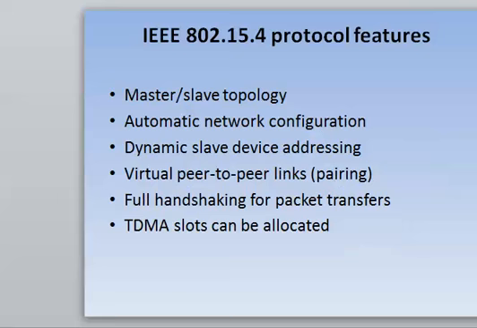Here are some of the protocol features for the IEEE 802.15 standard. It's a master-slave topology with automatic network configuration, dynamic slave device addressing, virtual peer-to-peer links, which is known as pairing, full handshaking for packet transfer, and TDMA slots can be allocated.